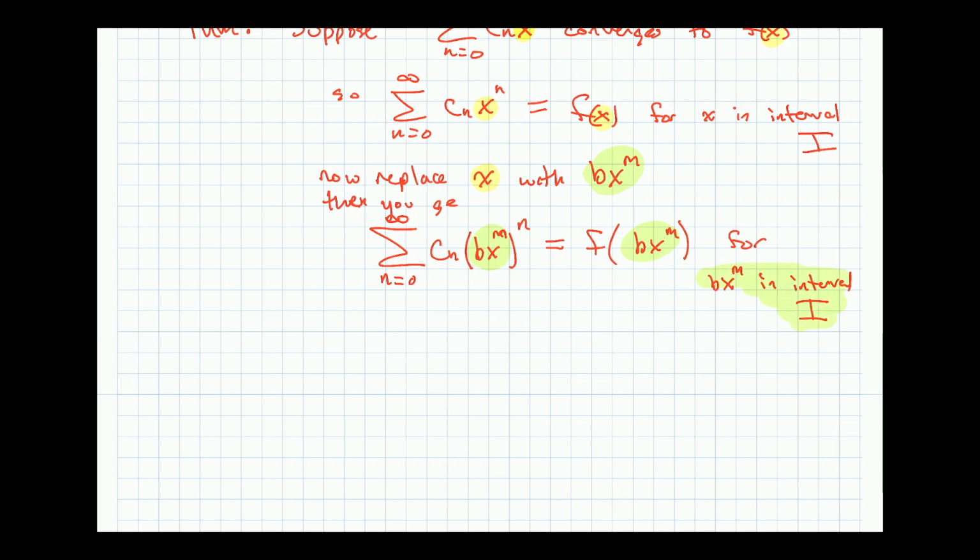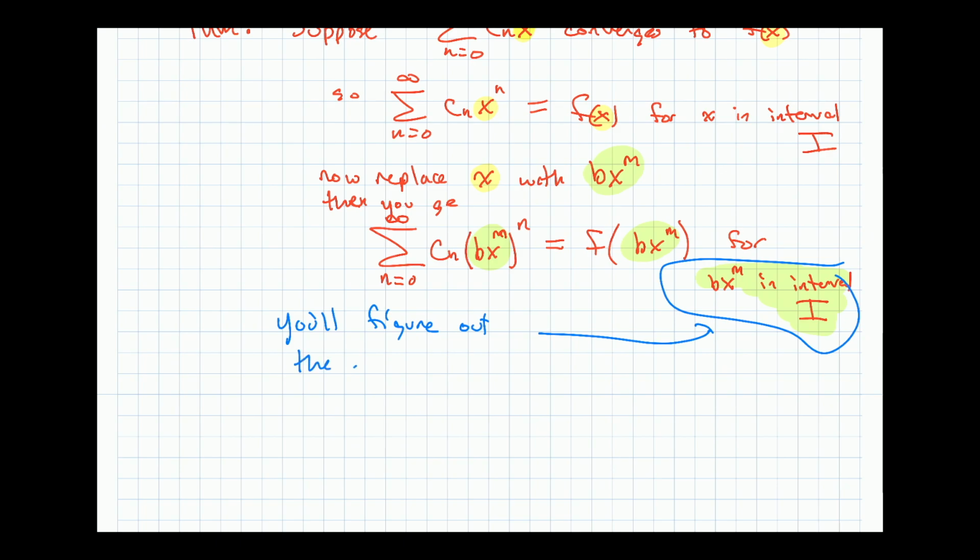And so this part right here, the bx to the m in the interval I, is going to be a lot of the place where you have to do a calculation. A lot of times they're going to want you to figure out the new interval, the new interval of convergence, and that'll be the problem that they want. That's actually the only other thing in this section that we haven't covered yet. So let's try one.